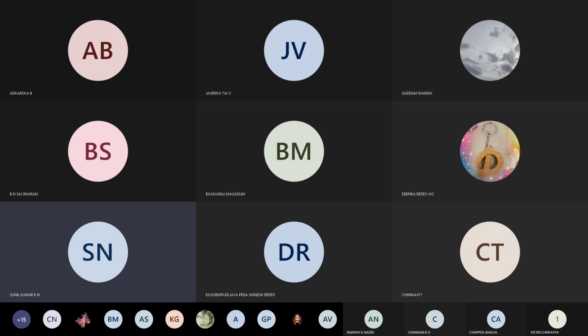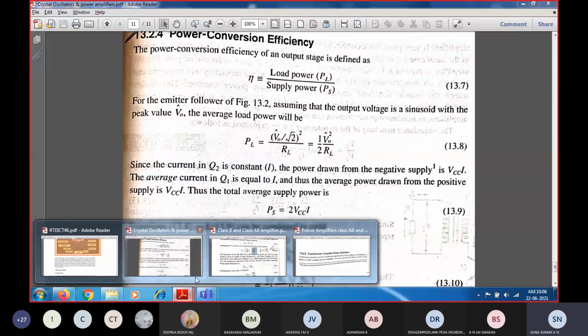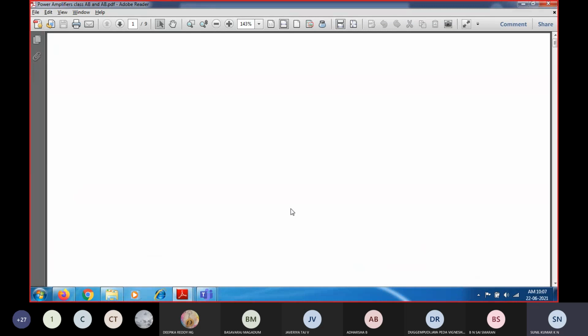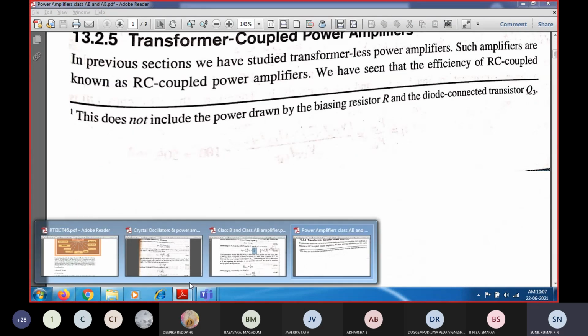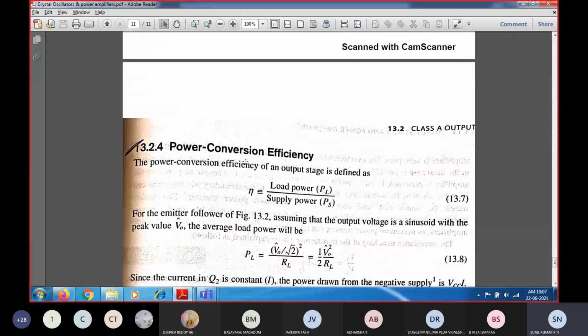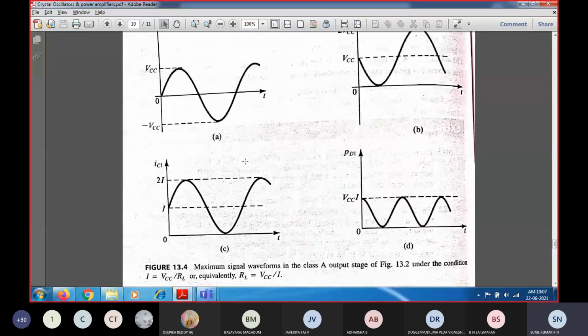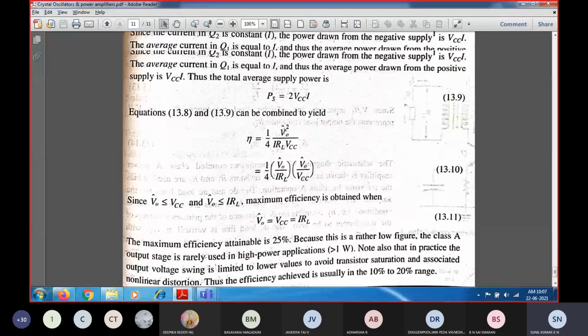Okay, so I will start with today's class, and before that I'll go through what we have discussed in the earlier class. In the previous class we were discussing class A amplifier.